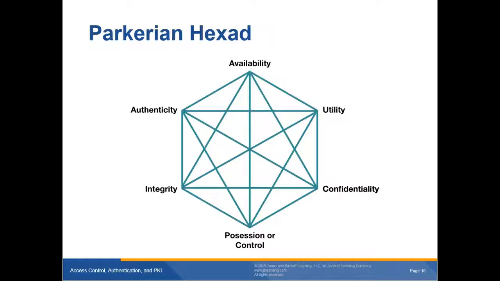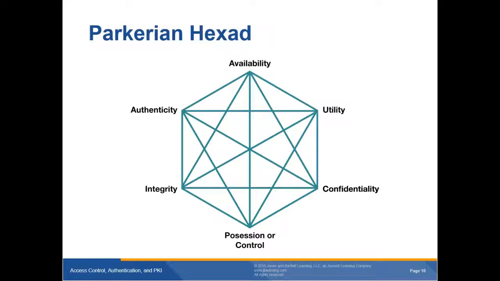Parkerian Hexad, as you can see, think of it as a network. Starting with availability, we talked about that. It has to be available when it's needed. Then authentication, authenticity, integrity, possession or control, confidentiality, and utility.